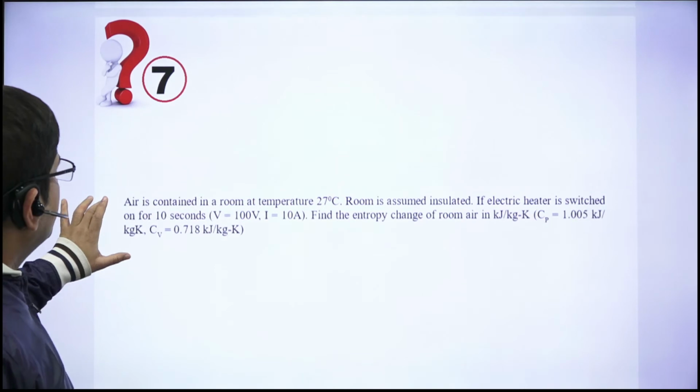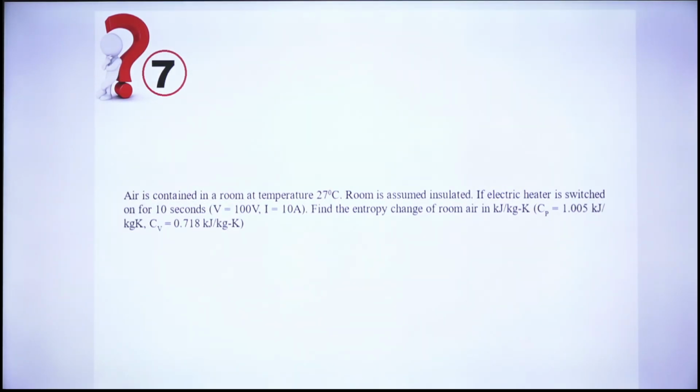Read this question. Air is contained in a room at a temperature of 27 degrees centigrade, and the room is insulated. If an electric heater is switched on for 10 seconds, with a supply voltage of 100 volt and a current of 10 ampere, you supply electric energy for 10 seconds. So electric work is V into I into T. You have to find the entropy change of the room if Cp and Cv are given to us. This is how we have to use it.